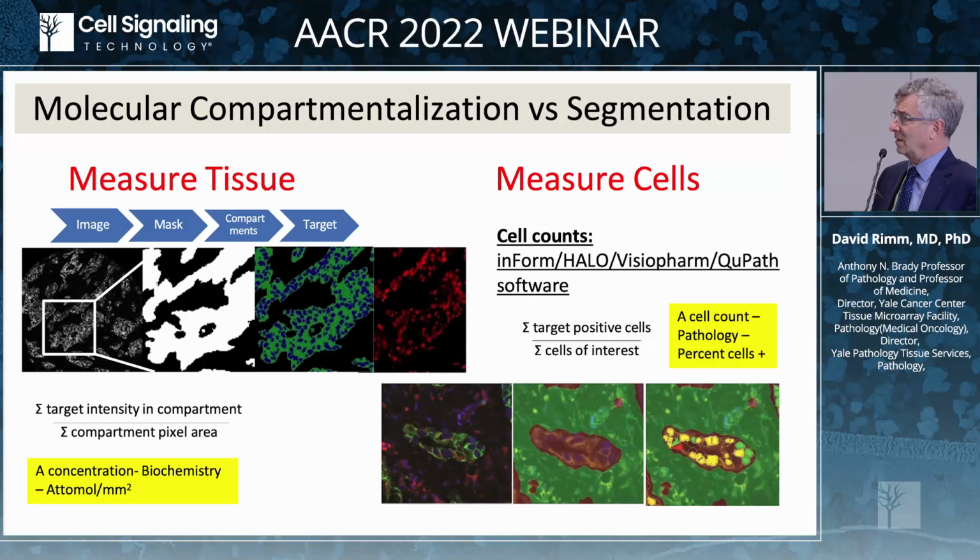And so the alternative way to do that, the way that we've been doing it for years, is to measure tissue, which is another term for molecular compartmentalization instead of segmentation. And there we define regions by molecular interactions. And so you do the sum of the target intensity of whatever you're trying to measure divided by the pixel area. And so it's more like a biochemistry of the cell or of a tissue, where we return a value of attomoles per square millimeter as opposed to cells positive, which is more familiar to pathologists, but binary and allows you to have less continuous information.